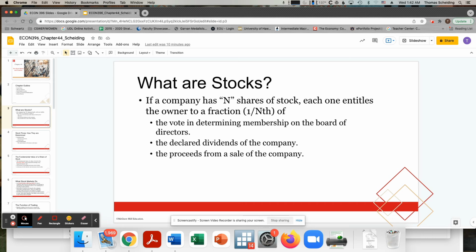The shares give you a right to vote for the board of directors. They also allow you to earn a dividend, which is basically money for owning a certain number of shares. And if this company should ever be sold to someone else, you will then get money per share that you own.